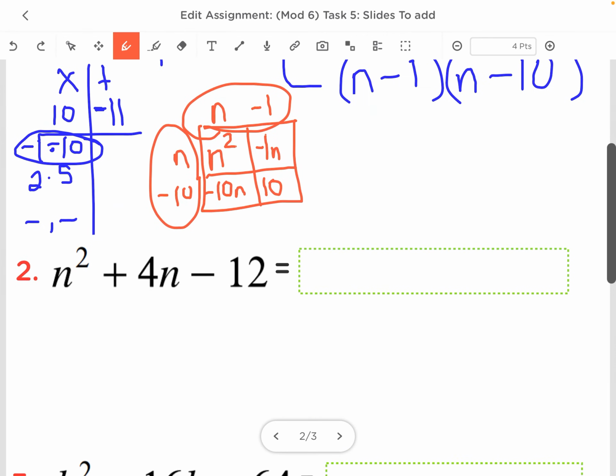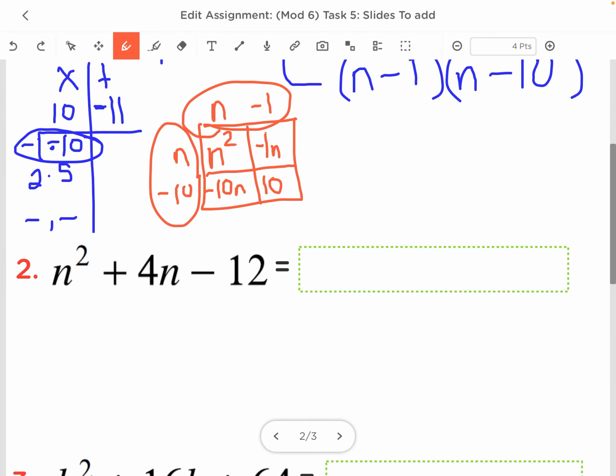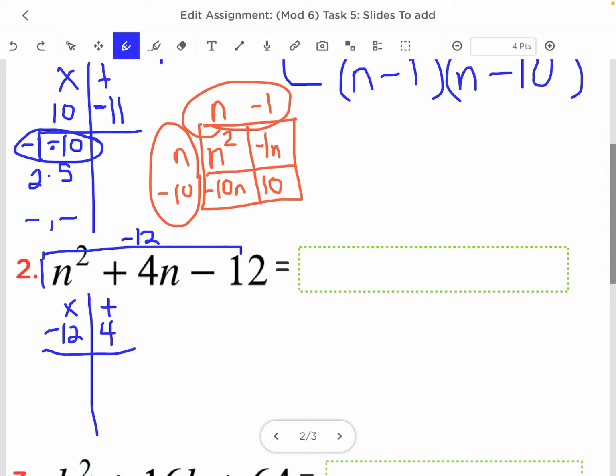Let's do another example. So here I have a leading coefficient of 1. So I'm still going to do factors of AC. That means multiplying to AC that add to B. So factors of AC would be 1 and 12, 2 and 6, 3 and 4. My signs will be different because I'm multiplying to a negative. My larger one will be positive.